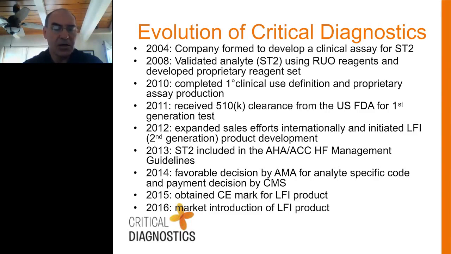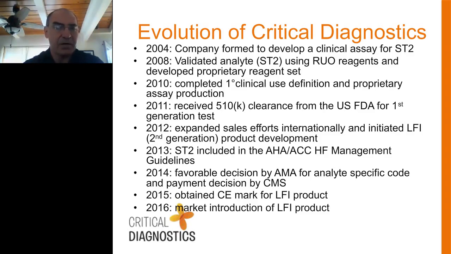Inclusion in the guidelines. So every medical field has a professional guideline or a professional organization. In cardiovascular disease, it's the American Heart Association, or the AHA, or the American College of Cardiology, the ACC. They combine to create guidelines for every form of cardiovascular disease. And in 2013, ST2 was first included in the AHA-ACC guidelines for heart failure management. So that was a major milestone of recognition that the test has clinical value and was being recognized by the professional associations in the field in which we produced the test.